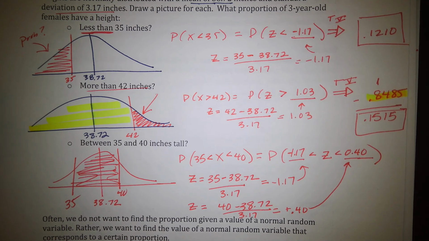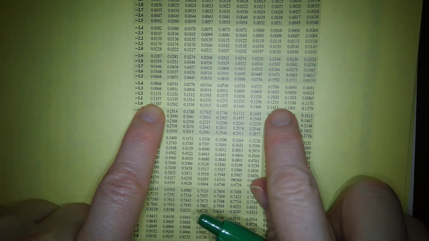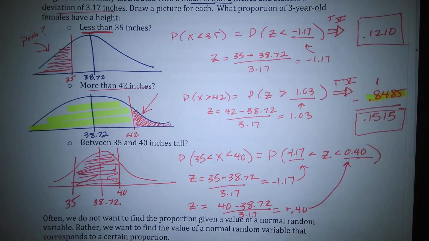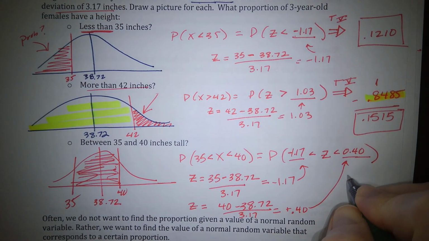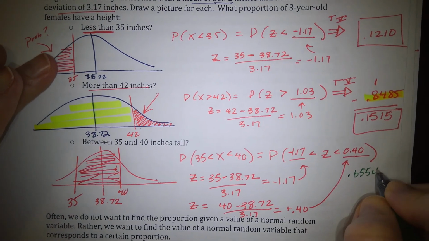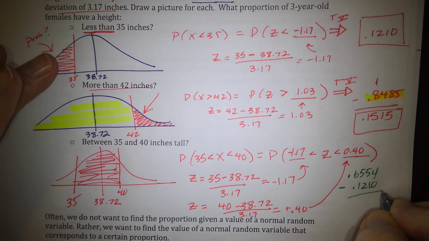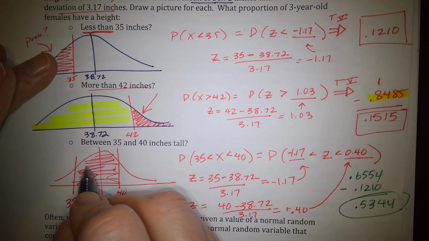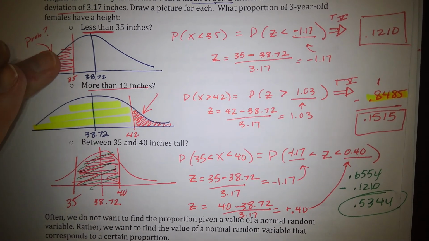So how I do that in the graph is I look up both those probabilities and then I subtract them. So let's look up the bigger one first. 0.40 has a probability of 0.6554, and negative 1.17, well, we already looked that one up, that was 0.1210. So we're going to subtract those two probabilities. It's going to be 0.6554 minus 0.1210, and that gives us a probability of 0.5344. So this area in here is 0.5344.